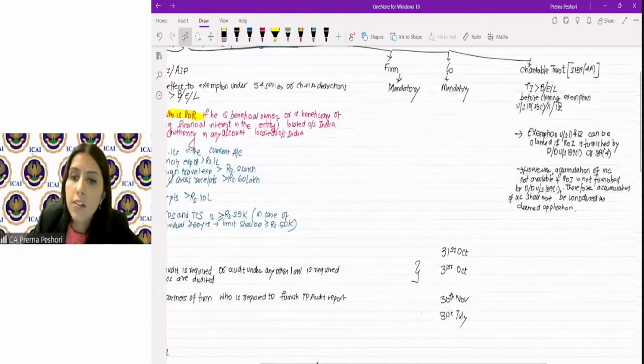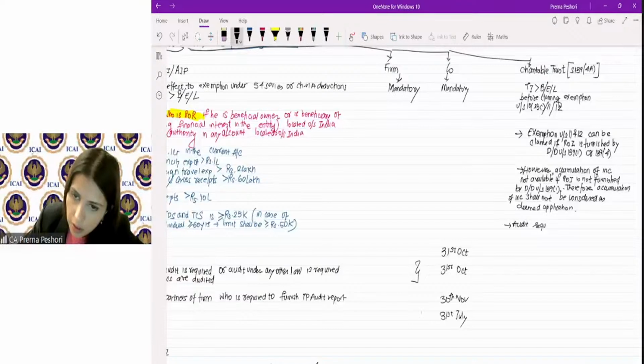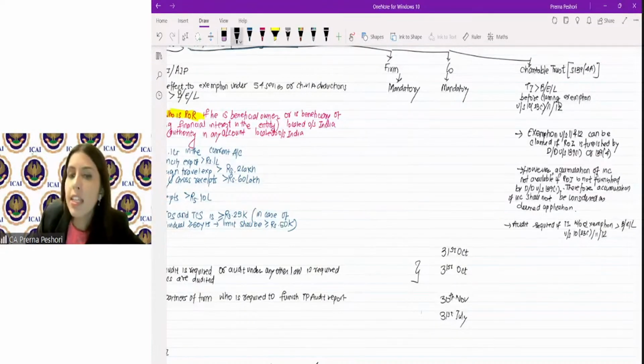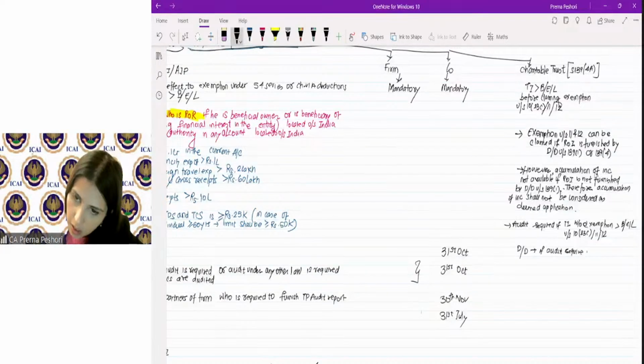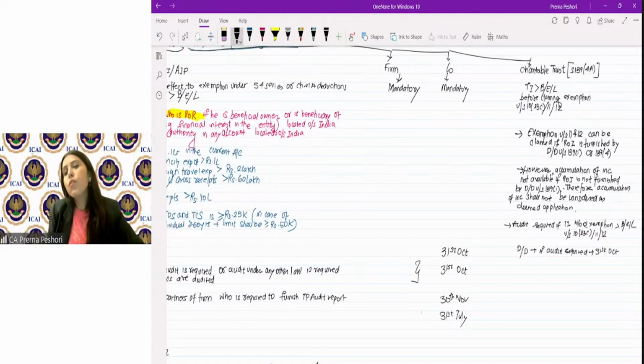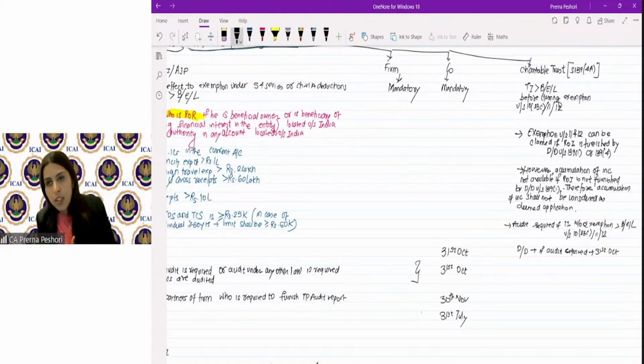Okay, you can write here: audit required if total income without exemption under Section 10(23C), 11 or 12 exceeds the basic exemption limit. In this case, the due date, if audit is required, will be 31st October. Due date will be, if audit required, 31st October. Are we clear?